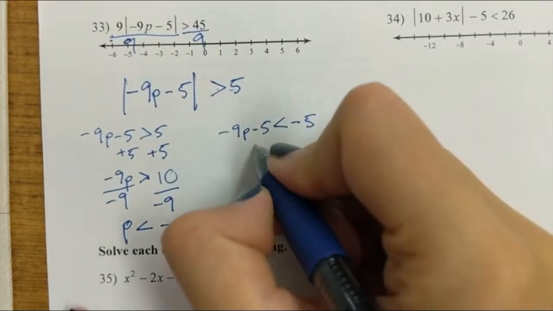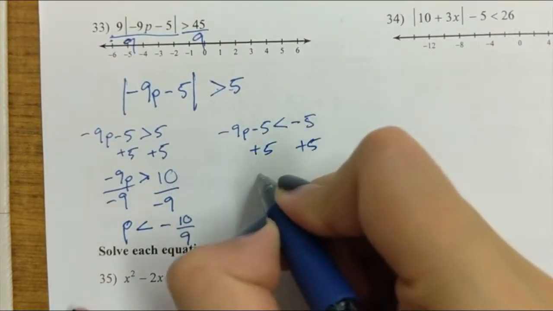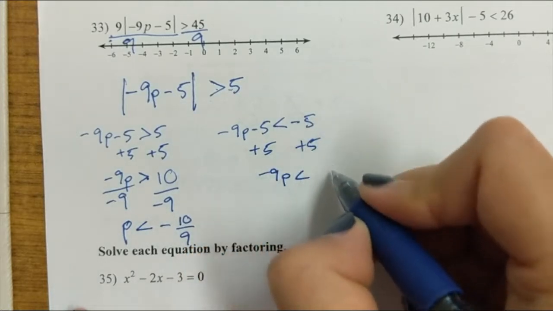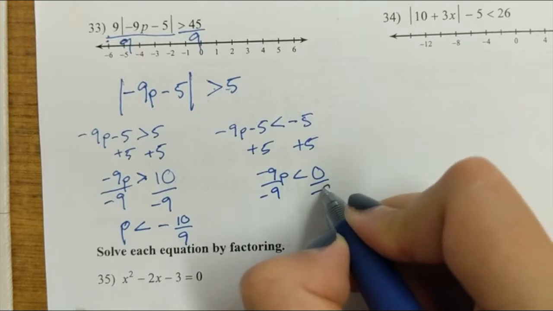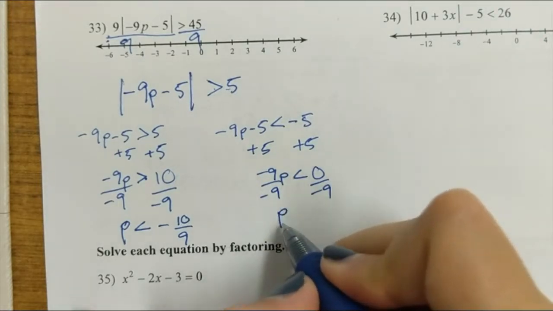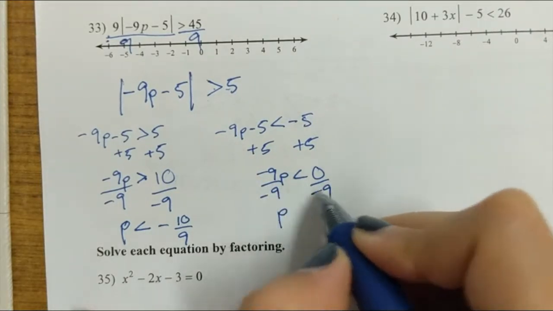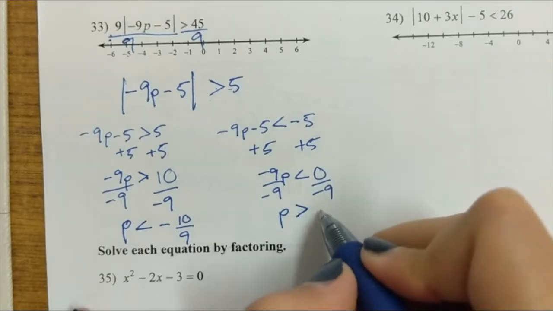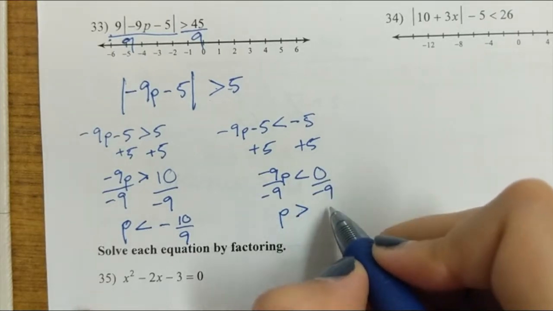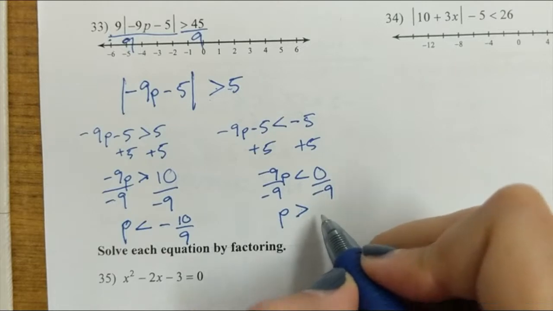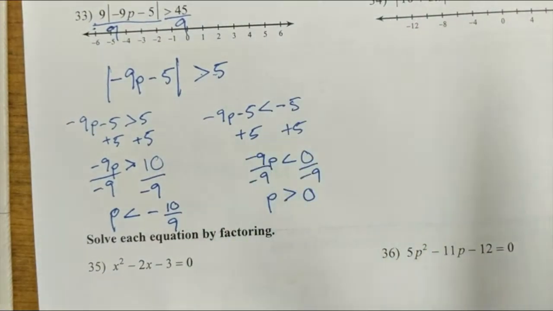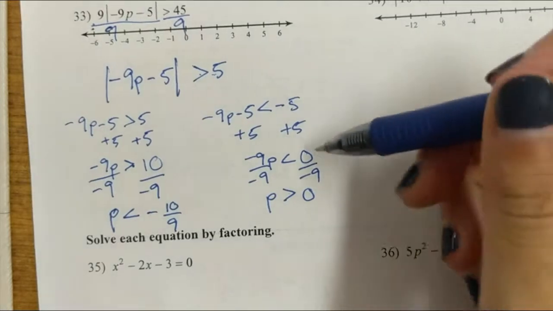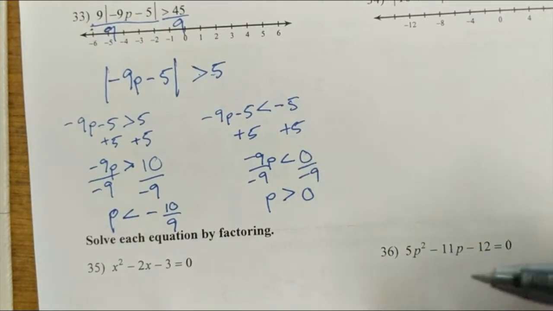Often more precise. Add 5, negative 9p less than 0. Divide by negative 9. Divide by negative 9. P is, flip that inequality again. You divide it by negative 9 is equal to, is there a solution to this? Yes, there is. 0 divided by negative 9 is 0. Don't just think when you see a 0 that, oh no, that means no solution. Okay? 0 can actually be an answer.